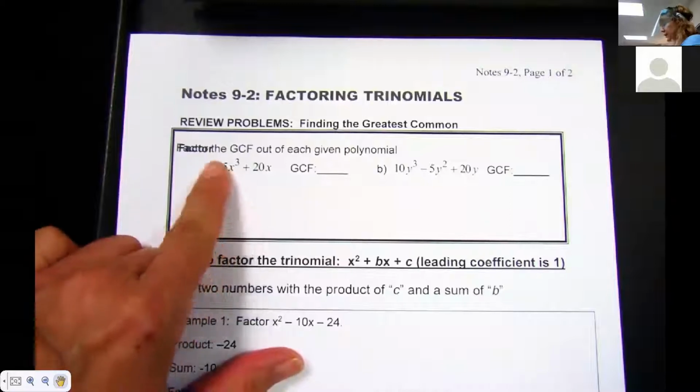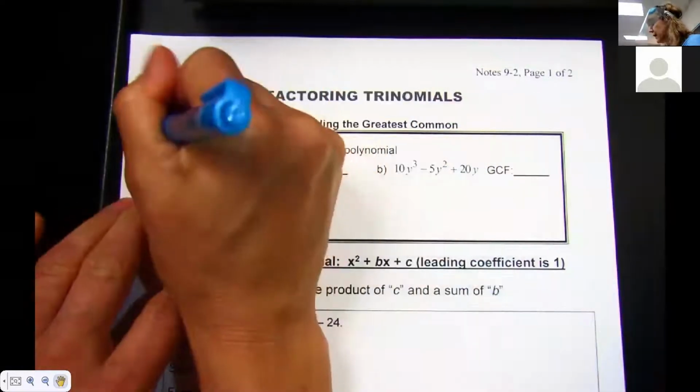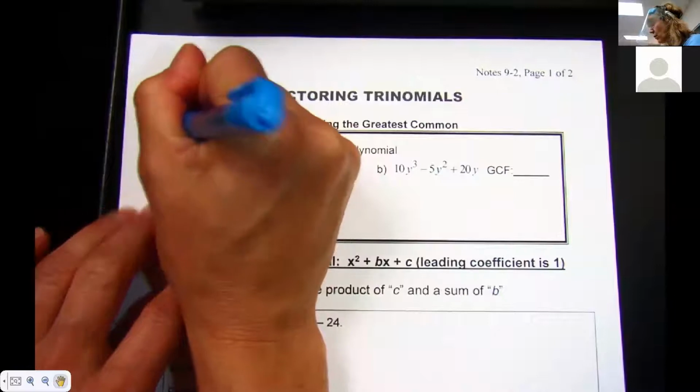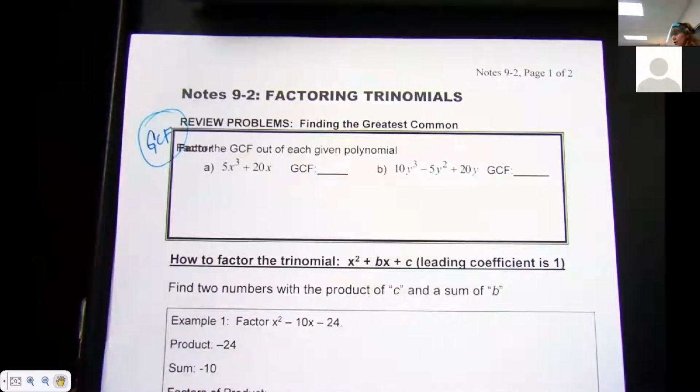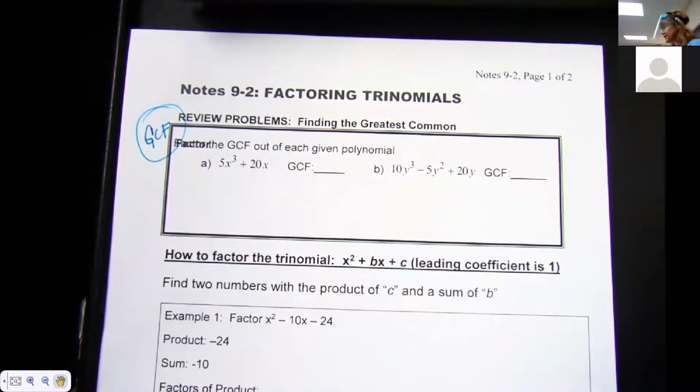What we have here is we are going to factor the GCF. So GCF is always first anytime that you are having a factoring problem. Just a reminder, I'm not quizzing or testing on this, but if you're not exempting, this is on the final, which is coming up soon.